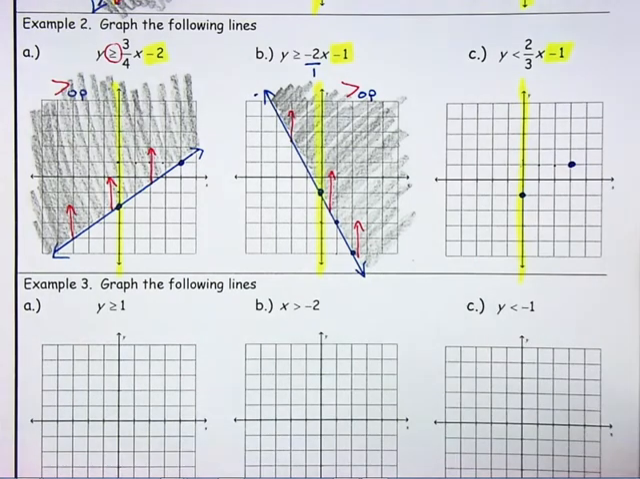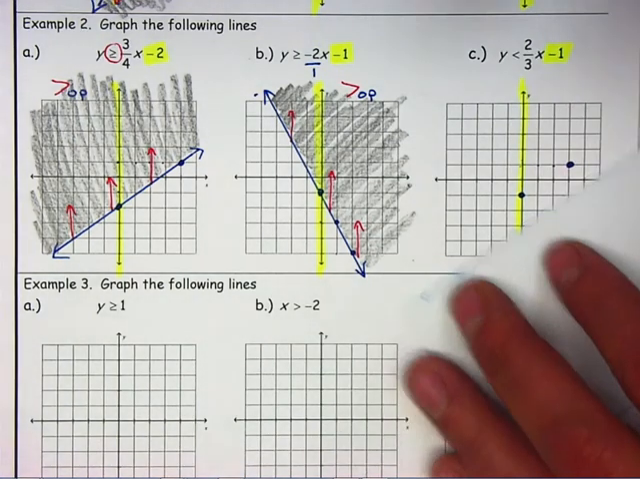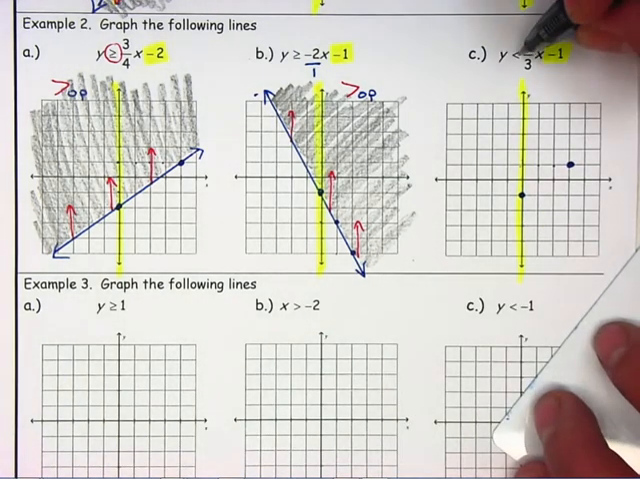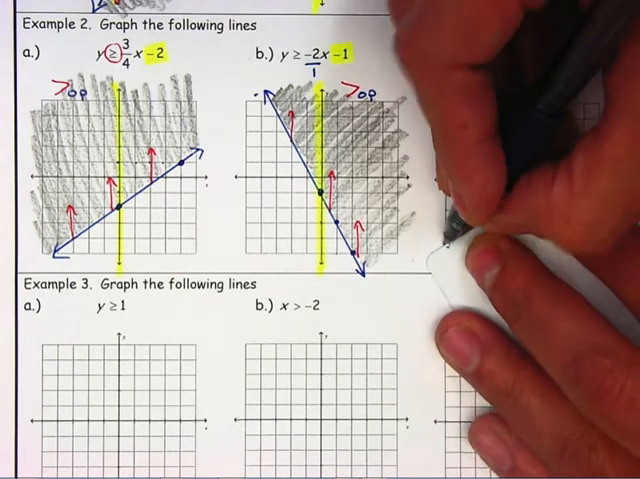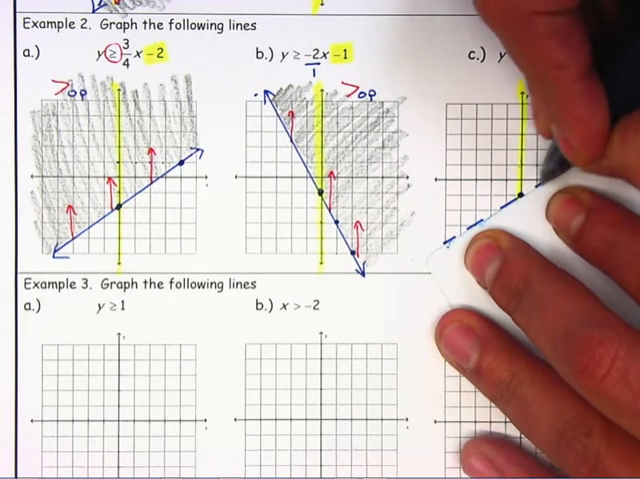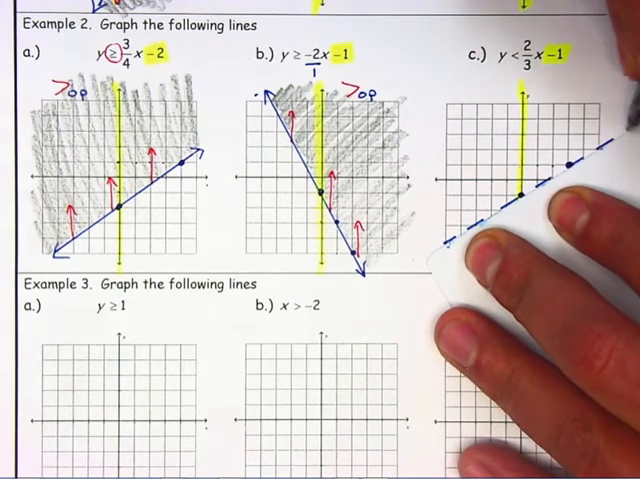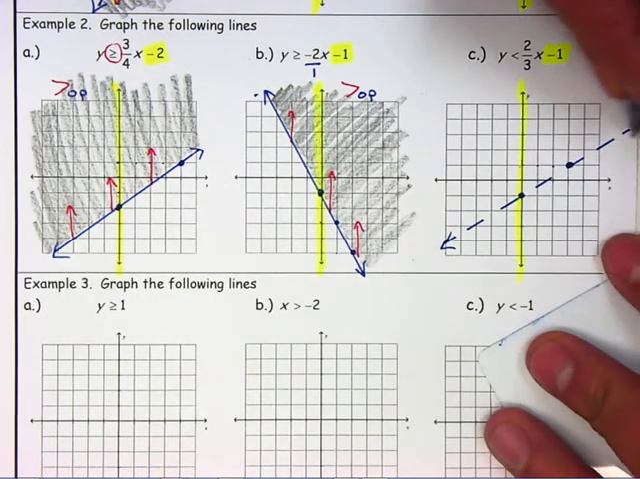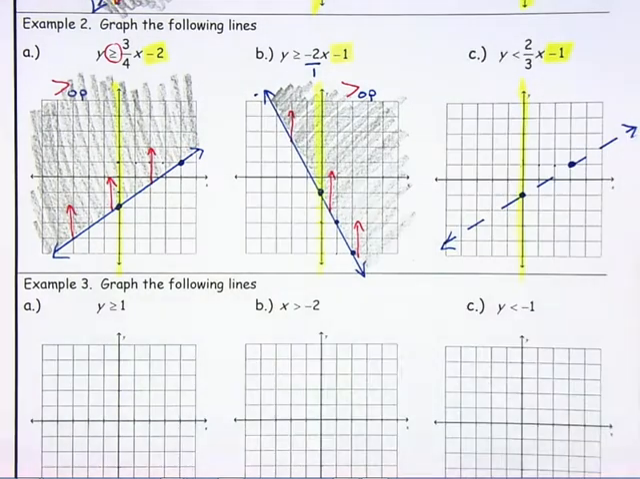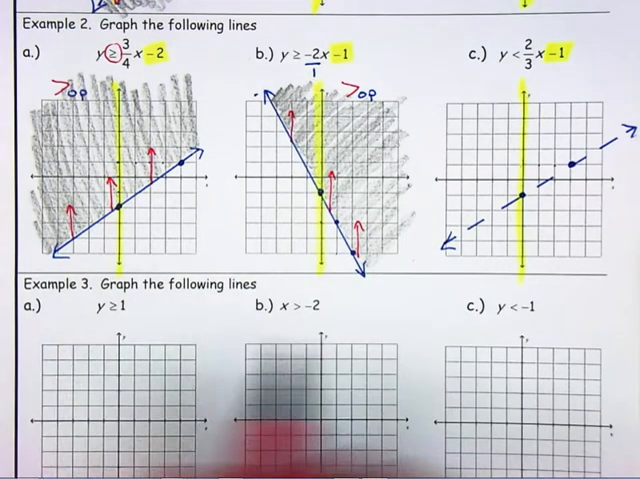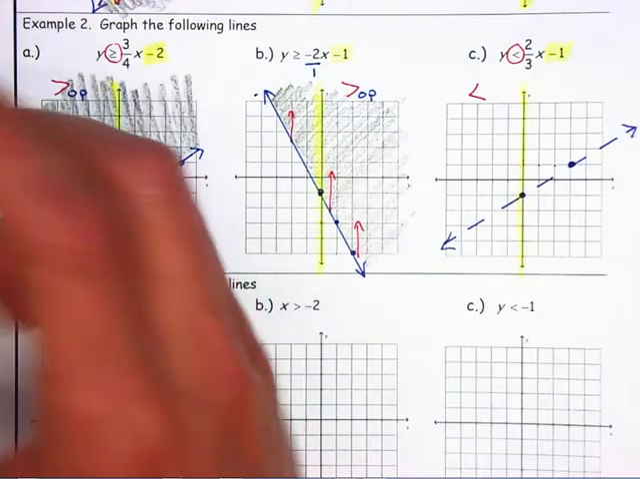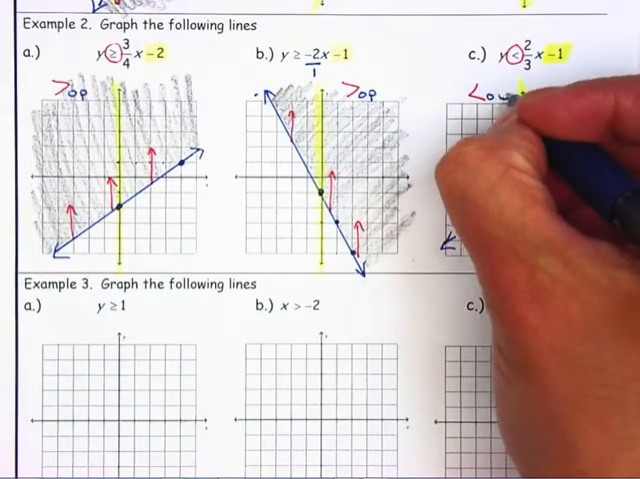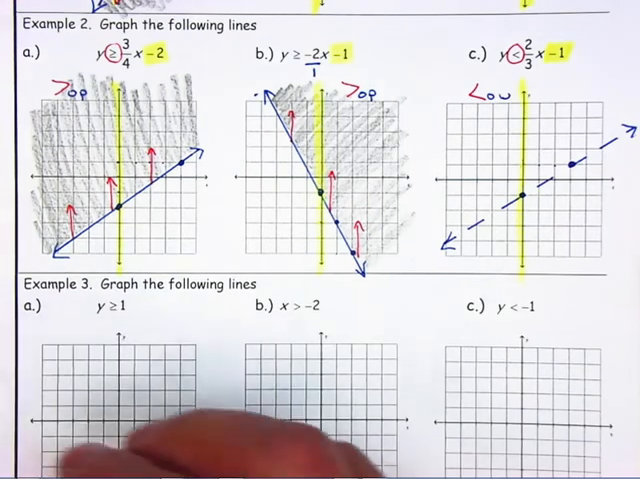Next, I need to decide if it's going to be a dash or a solid line. Let's see, there's no equal sign underneath, so it's going to be a dashed line. Next, I need to decide if I'm going to shade the low side or the top side. This is less than, so if it's less than, it's going to be the low side. I'm going to shade the low section.